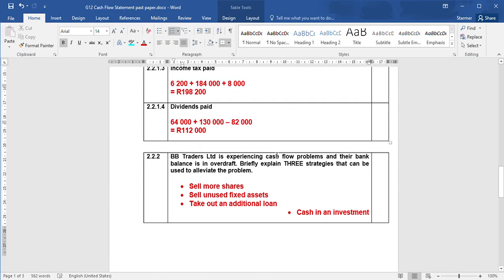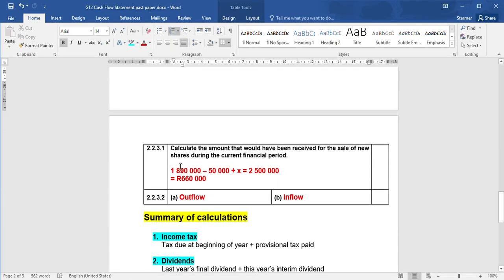So with your formula here, you start with the balance at the beginning of the year. You subtract the buyback of shares because those shares have been repurchased. Add something which is your new shares, and that must give you your share capital at the end of the year. And then you solve for X and you get 660,000. So don't forget, everything in this equation must be at average issue price.